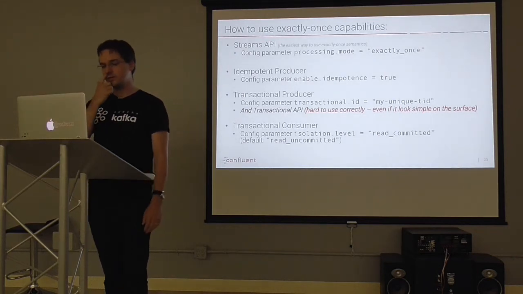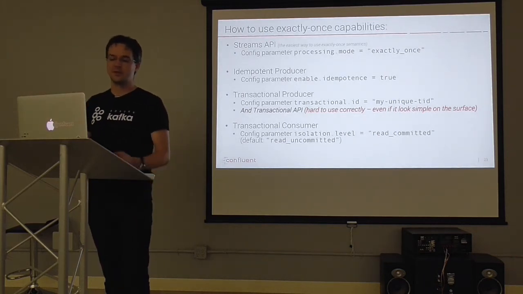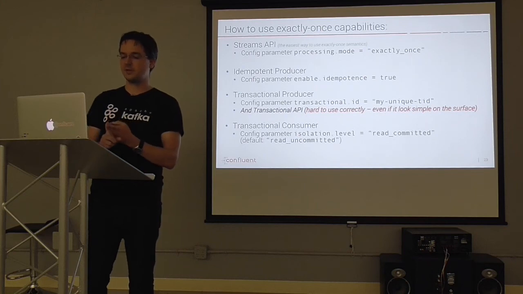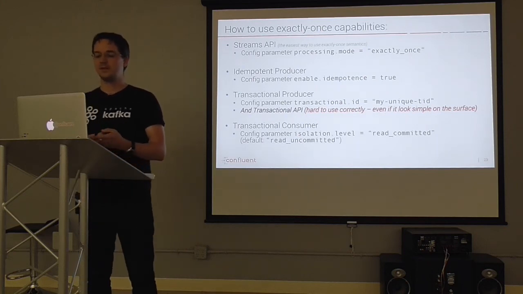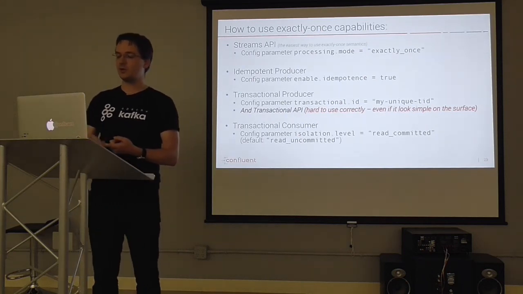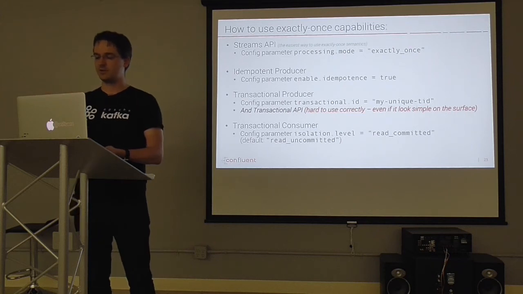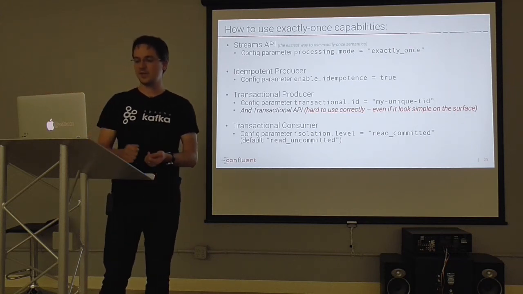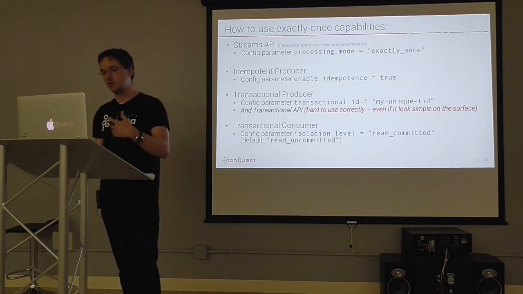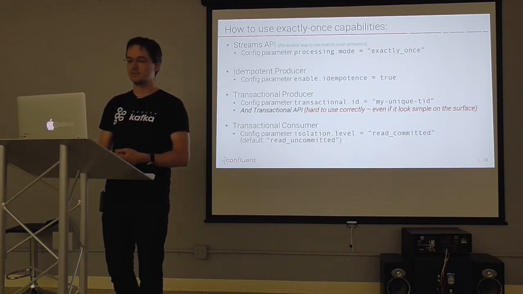Only if you want to go with the transactional producer, there is a config parameter, the transactional ID, that identifies your producer, and all the transactions this producer does will use this ID. So it must be unique in the whole Kafka cluster, otherwise you have a conflict. And then there's the transaction API. I will show how it looks on the next slide, just briefly.